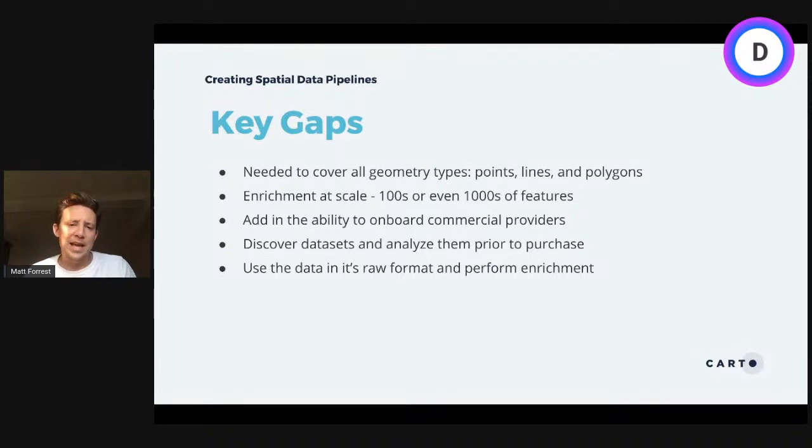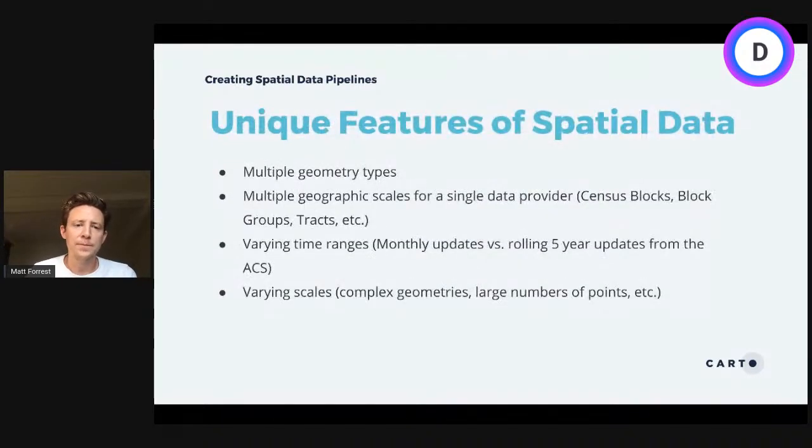We needed the ability to add in commercial providers. There was lots of valuable data, and we wanted to have them be a part of our database, our data marketplace as well. We also wanted users to discover data sets and analyze them prior to purchase, and use the data in its raw format to perform that enrichment. So you can do the enrichment, but if you want the census tracts with the data tied to them, you can do that as well.